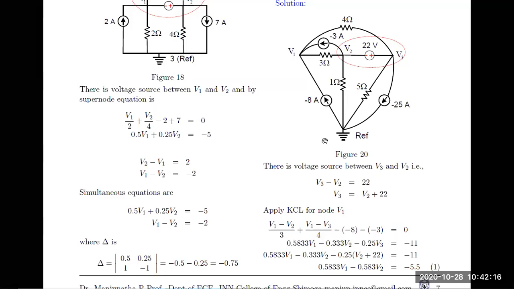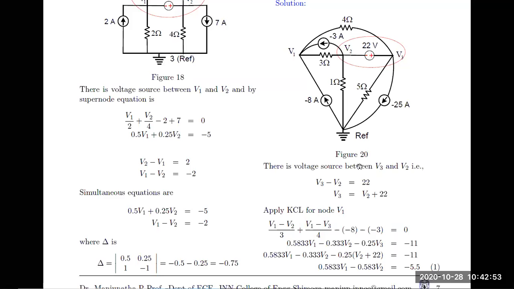So this is the node 1 equation. But coming to 2 and 3, the supernode, node 1 we have written. What about this? Now I have to club the equations. How to write that one?